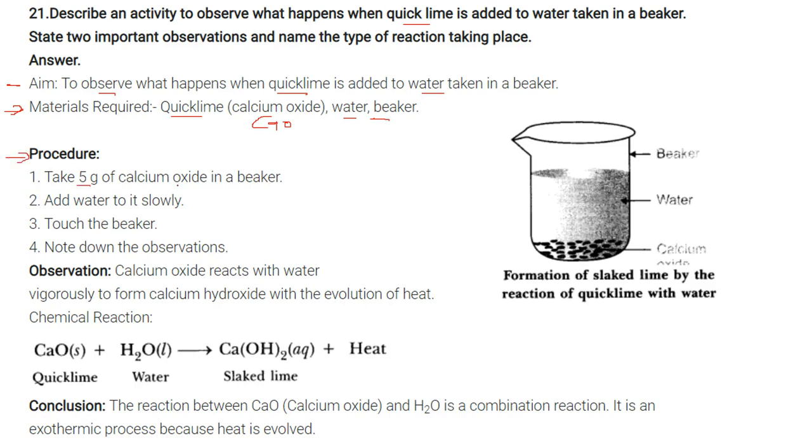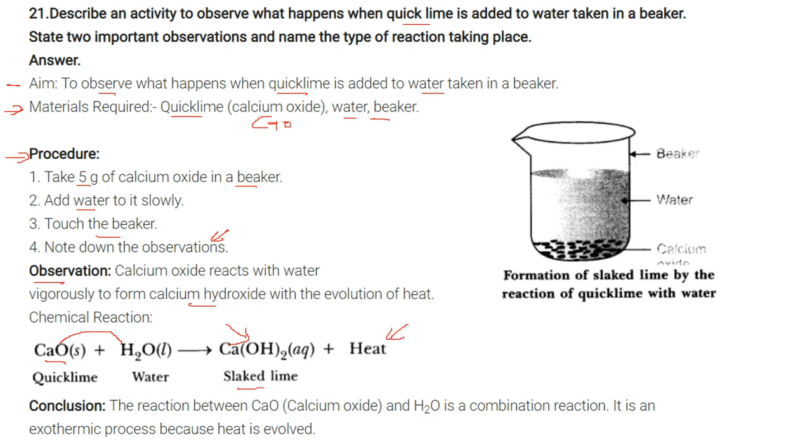We'll take some grams of calcium oxide in a beaker. We'll add water slowly, and then we'll touch the base of the beaker and note down the observations. So what are the observations? First of all, this calcium oxide reacts with water vigorously. So you'll hear a hissing sound. There is heat production. So these two react vigorously to form calcium hydroxide. Calcium oxide is nothing but quicklime, and calcium hydroxide is slaked lime, and evolution of heat is there.